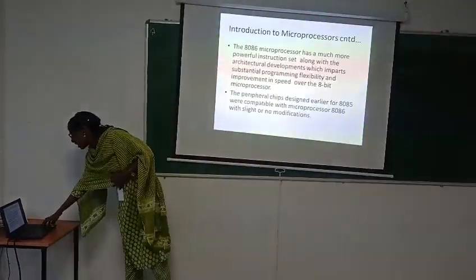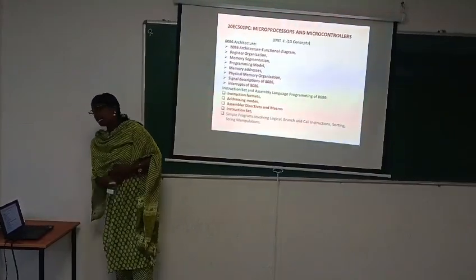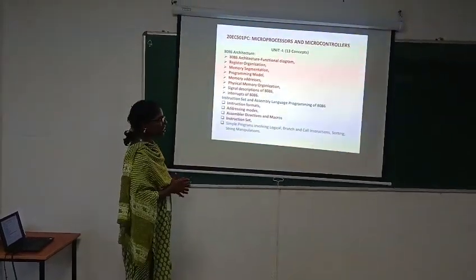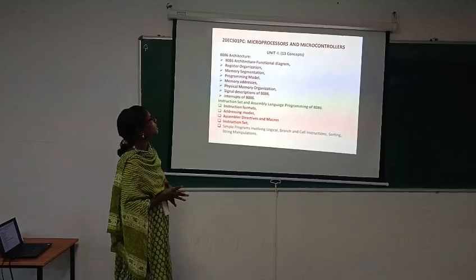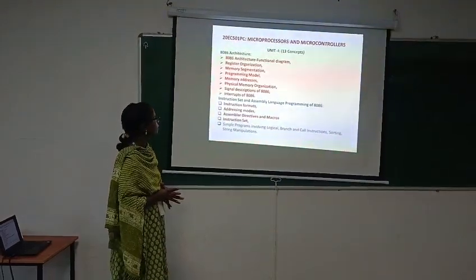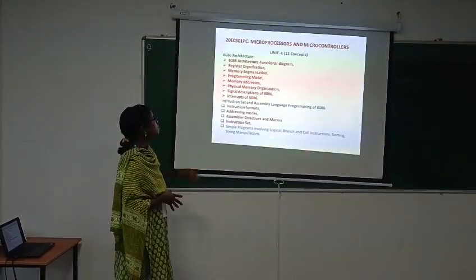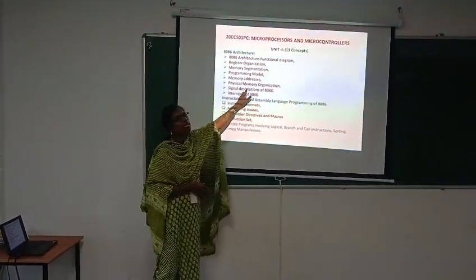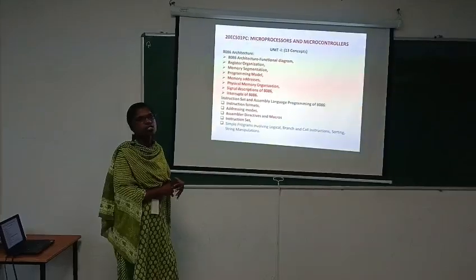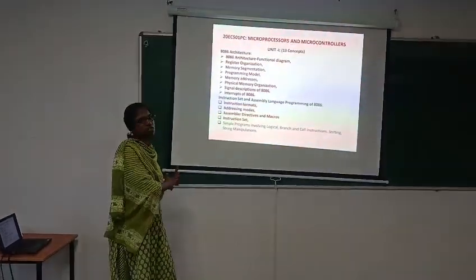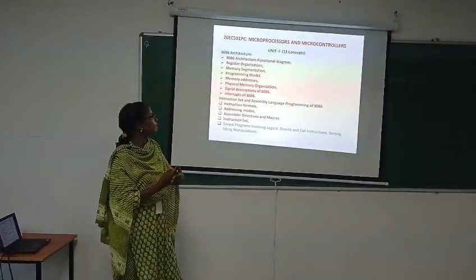So what are the contents of unit 1 now? 8086 architecture, functional diagram, register organization, memory segmentation, programming model, memory address, physical memory organization, signal descriptions, that is the pin diagram of the 8086. It consists of 40 pins, including input pins, output pins, and other extra pins.